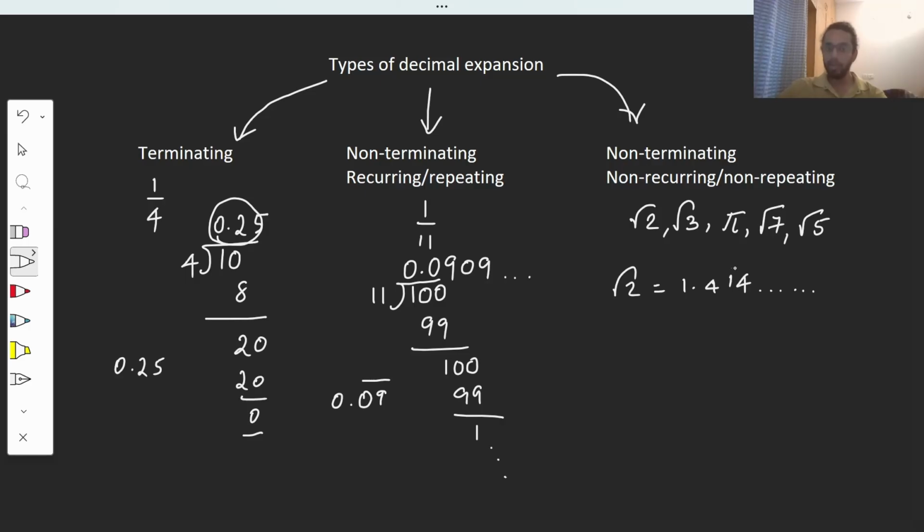It is very important to note here that any fraction will either give terminating or non-terminating recurring. At times when we divide a fraction, it may feel like it is non-terminating non-recurring, but eventually it will recur after a particular set of numbers, because both terminating and non-terminating recurring constitute rational numbers which are in the form of p by q. Only irrational numbers will have non-terminating non-recurring or non-repeating decimal expansion.